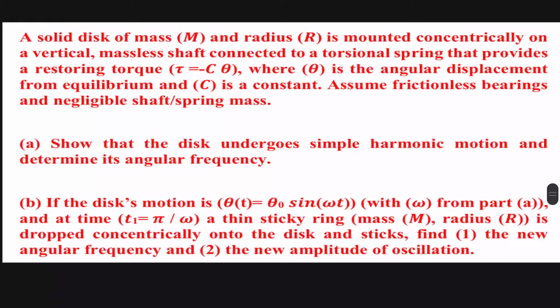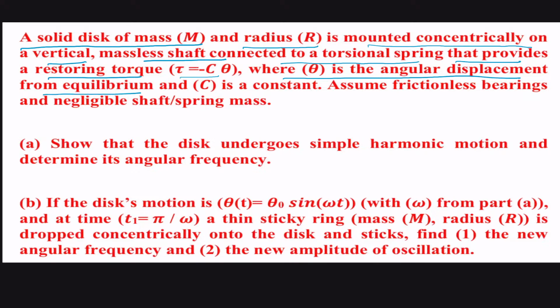It states that a solid disk of mass m and radius r is mounted concentrically on a vertical massless shaft connected to a torsional spring that provides a restoring torque tau equals minus C theta, where theta is the angular displacement from equilibrium and C is a constant. Assume frictionless bearings and negligible shaft and spring mass.